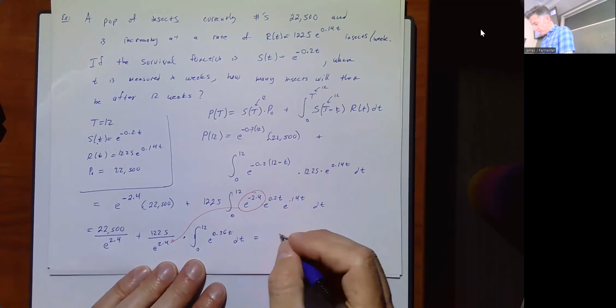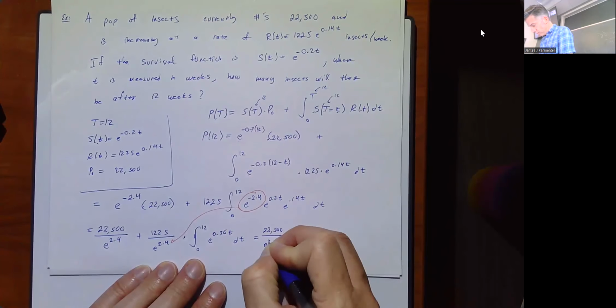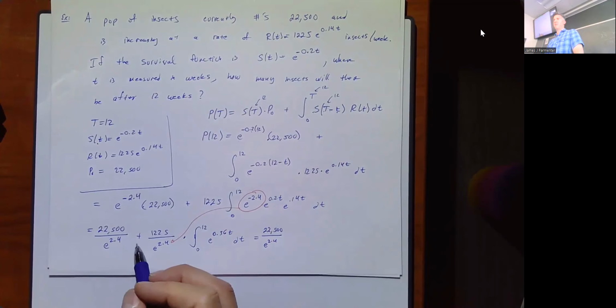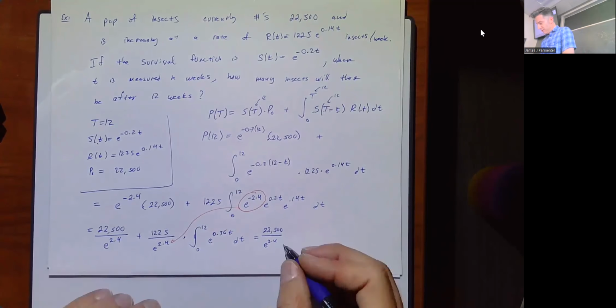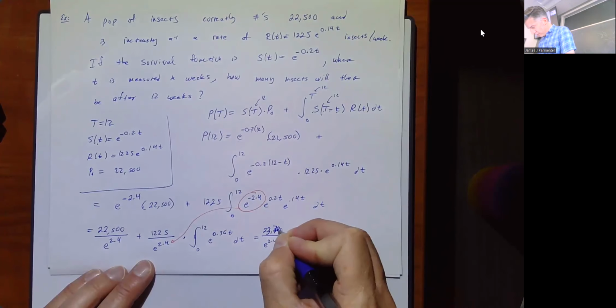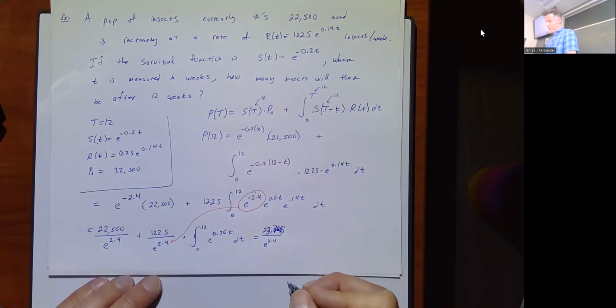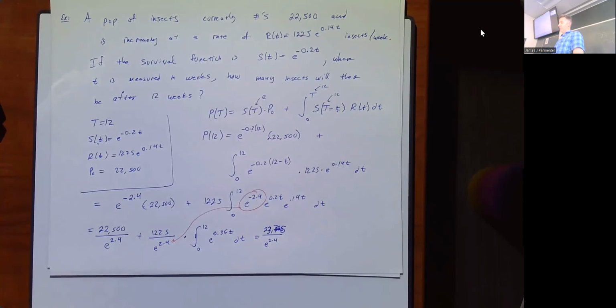We're going to get, and I think I can make this fit, 22,500 over e to the 2.4. I should combine those. Those have the same denominator. 22,500 plus 1225 is 23,725. Sorry, that's awful. I'm a terrible person. Oh, no, I shouldn't. Sorry, I'm not an idiot. I'm just making a dumb mistake.